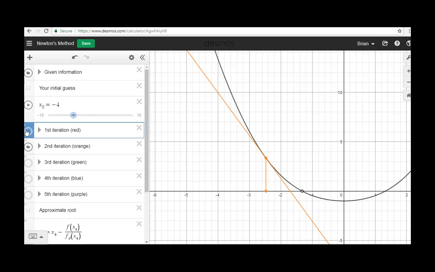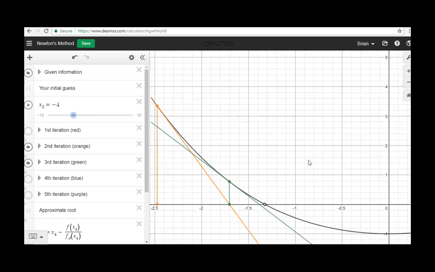Let me turn this first one off. And we're going to continue to repeat that process, right? Here was the tangent line, and this x-intercept is even closer. So now we're going to use this x-intercept to come up and find the next tangent line, and the x-intercept of that tangent will get me even closer. So let's do the third iteration here. So there's me going up, finding the tangent, and then that tangent line has an x-intercept that's even closer.